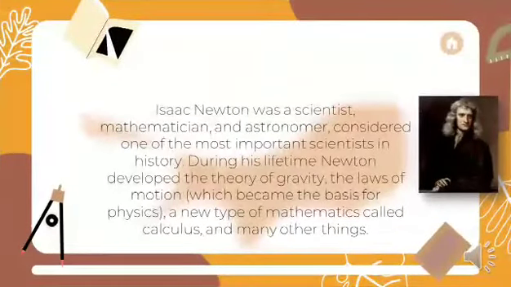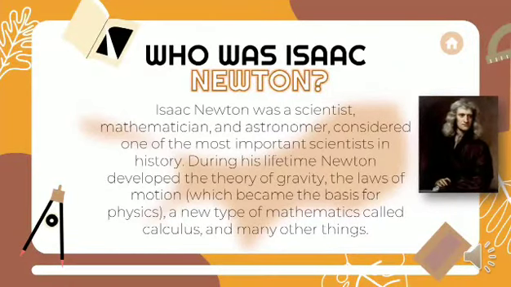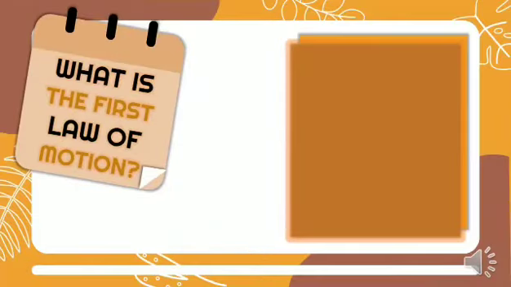Before I explain a little bit about the law, I need to explain who Isaac Newton was. Well, he was a scientist, a mathematician, and an astronomer. He was considered one of the most important scientists in history. During his lifetime, Newton developed the theory of gravity, the laws of motion, which became the basis for physics, a new type of mathematics called calculus, and also many other things. But in this case, I'll just give a further explanation of the first law of motion.